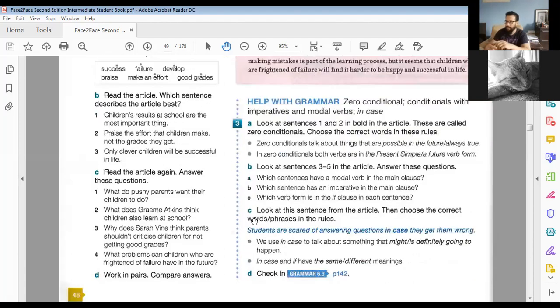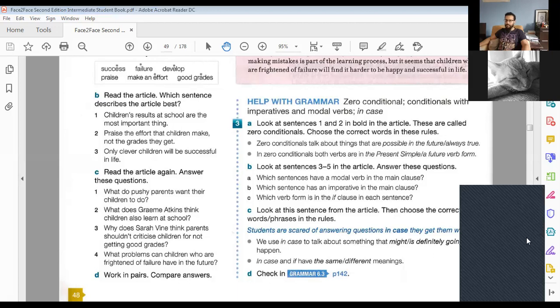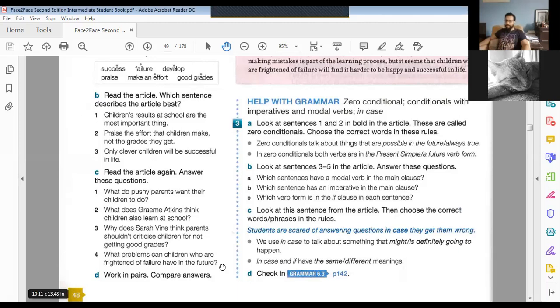Now in part C, it says, look at the sentence. There's a sentence from the article, and then choose the correct word or phrase in the rules. Can you read the sentence written in blue, please, Brian? Students are scared of answering questions in case they get them wrong. Okay. Can you read the 2 rules? And let's talk a little bit about this blue sentence.